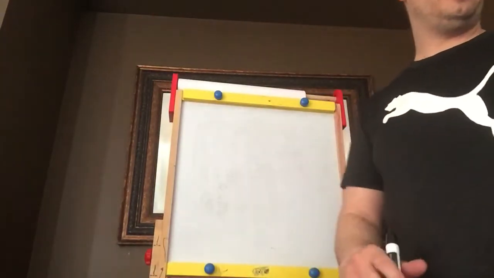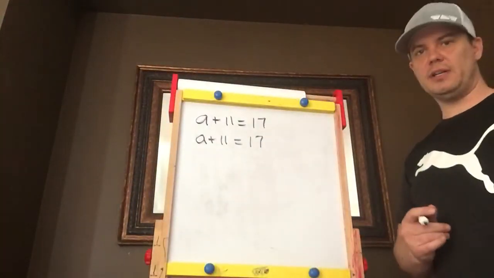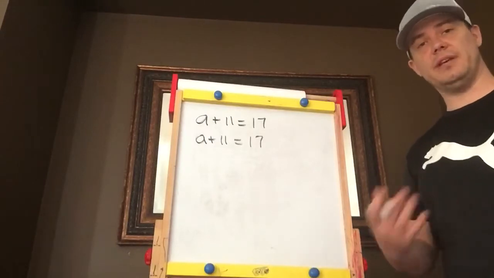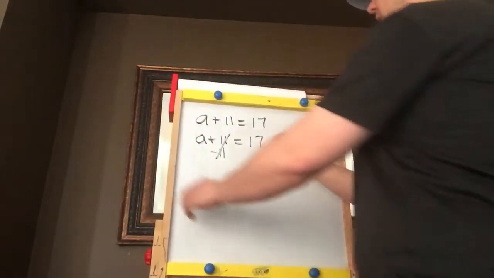Next question. A plus 11 equals 17. Rewrite the question before attempting any solving. And we know that in order to get A by itself, we need to get rid of that plus 11. And the opposite of addition is subtraction. So we're going to subtract 11. Cancels those out. Again, what you do to one side, you do to the other. Subtract 11. We end up with A equals 6.